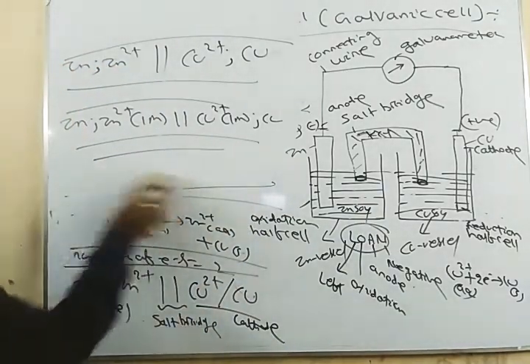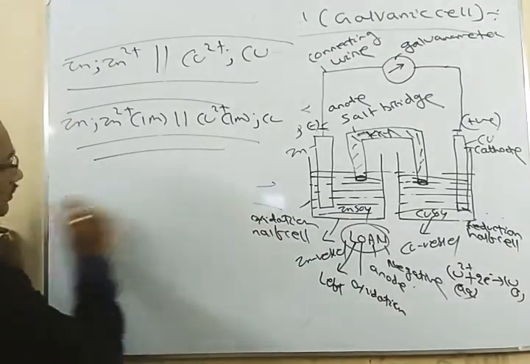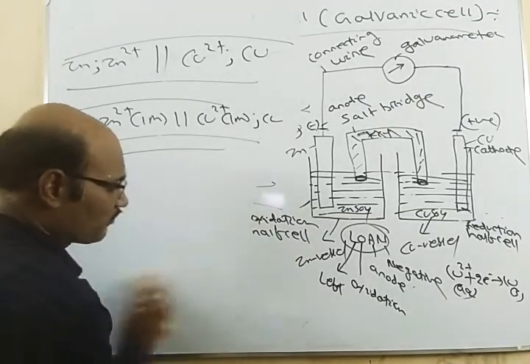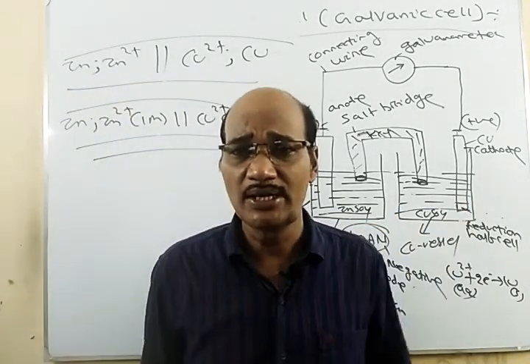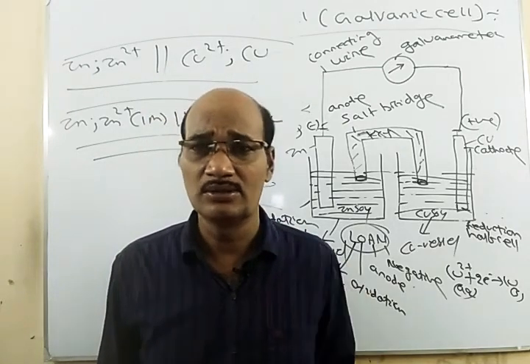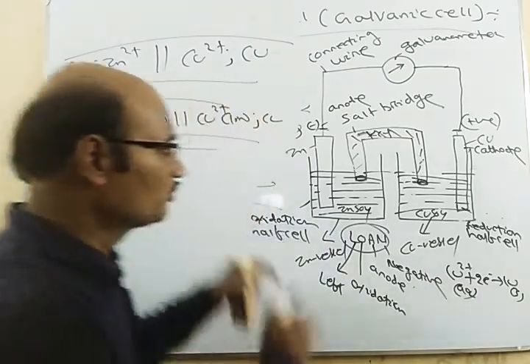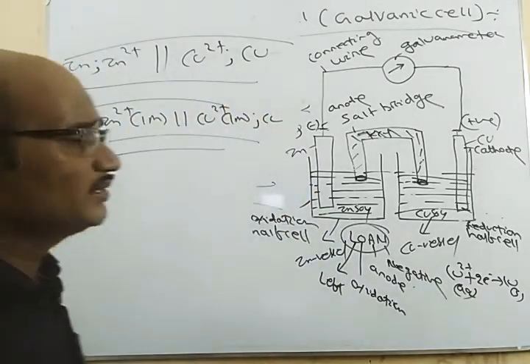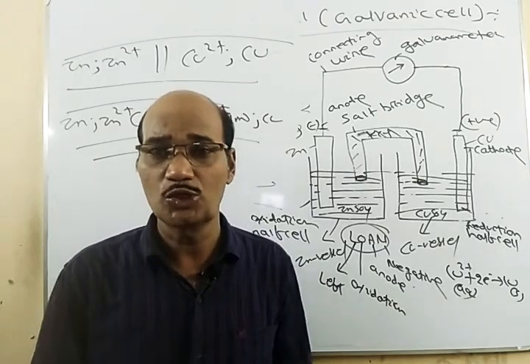If the concentration is 1 molar and the temperature is room temperature, 25 centigrade, then the conditions are called standard conditions. This is all about the galvanic cell or electrochemical cell. Now next we will discuss electrode potential.